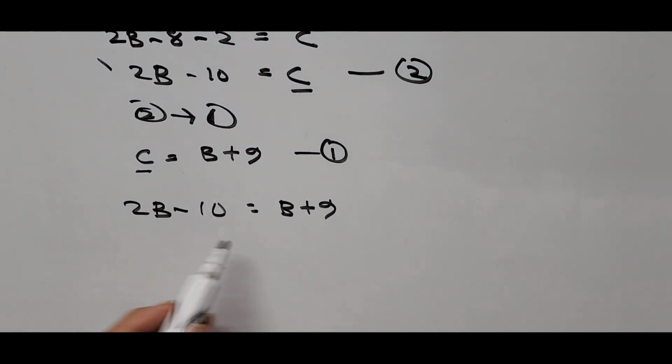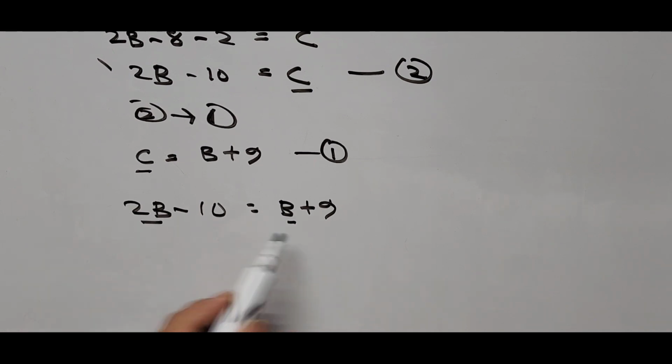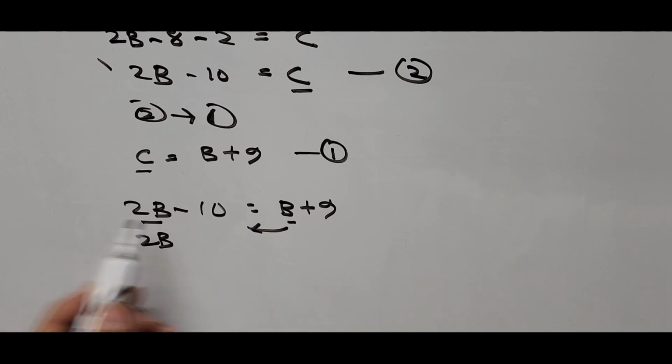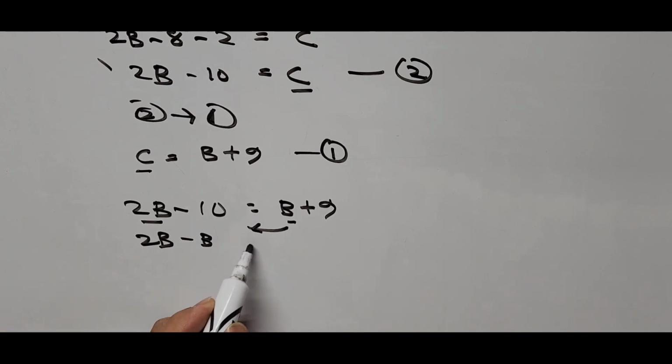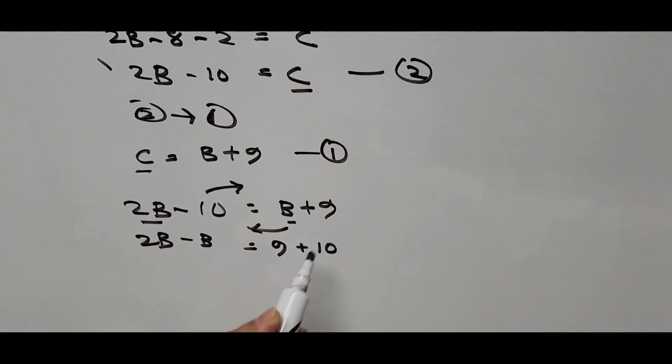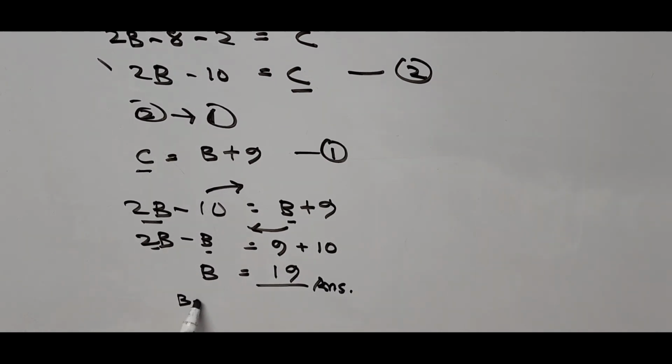And simplify this further, collect or combine like terms, 2b, putting b to the left, will be negative b, is equal to 9. And putting negative 10 to the right, it will be positive 10. And in here, 2b minus b is b. And 9 plus 10 is 19. Final answer. And b here is Ben's present age.